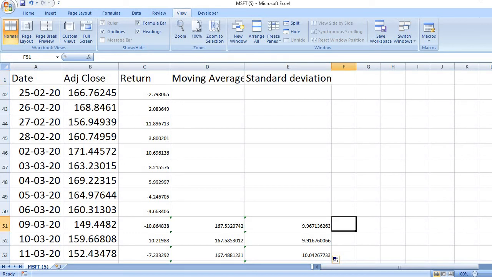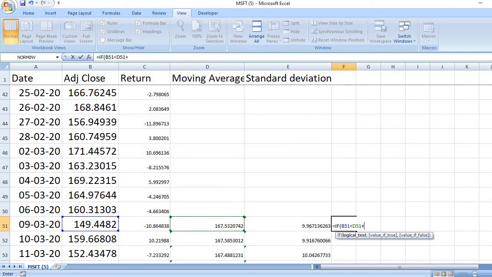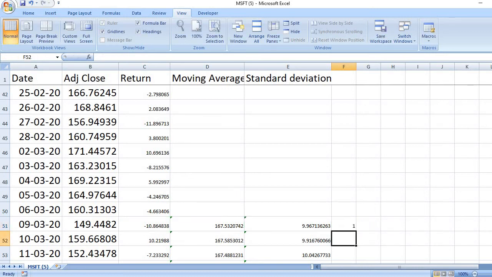We are going to apply the IF formula, and we are going to denote 1 if we are going to purchase the stock, 0 if we are not going to purchase. If the closing price is less than the moving average and standard deviation, then we are going to purchase. If it is more than the moving average and standard deviation, we are not going to purchase it, or we are going to sell it. So the same we are going to apply the formula in all these cells.